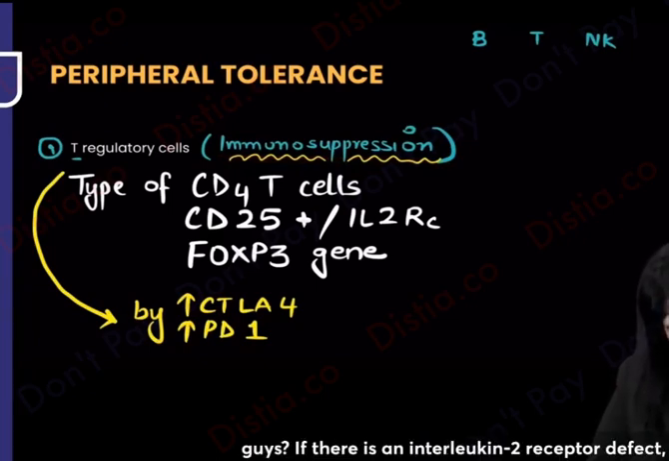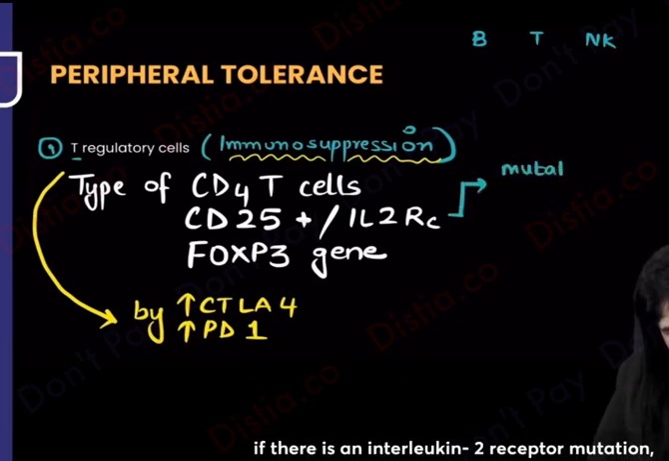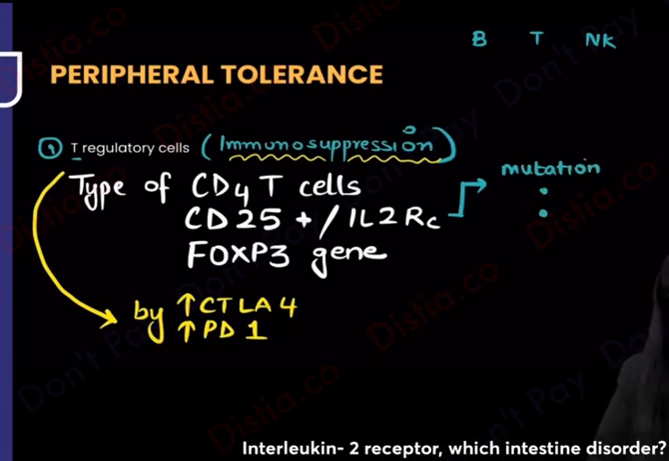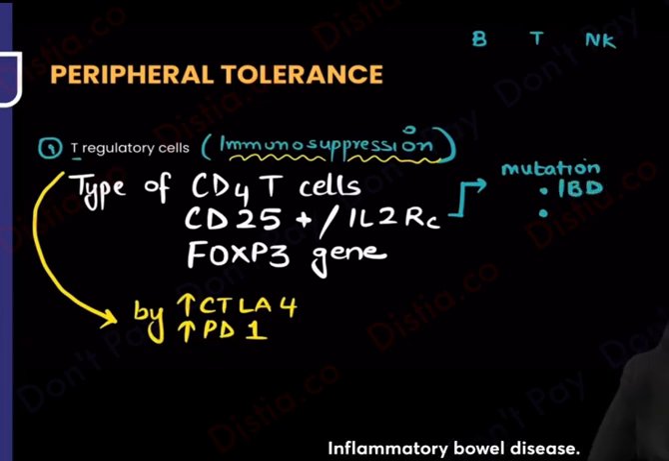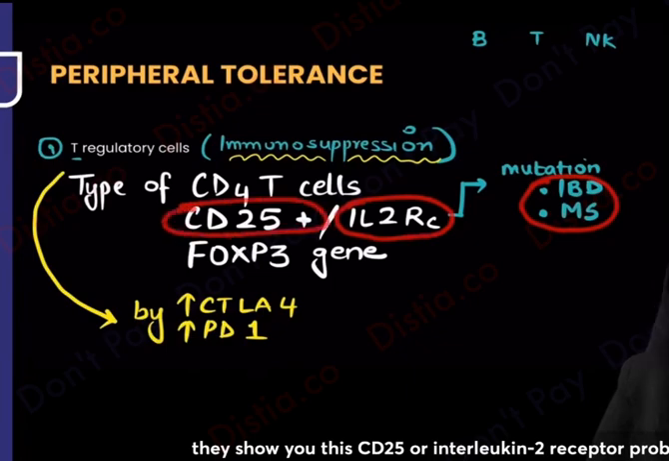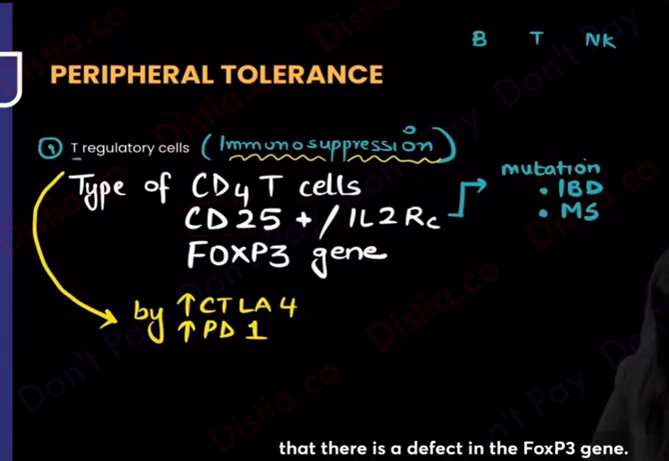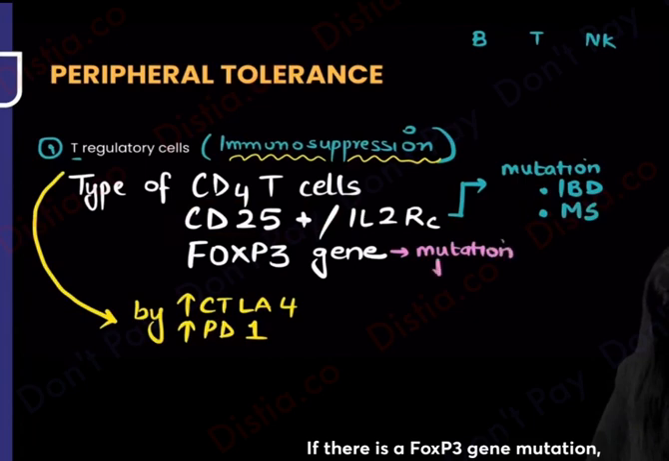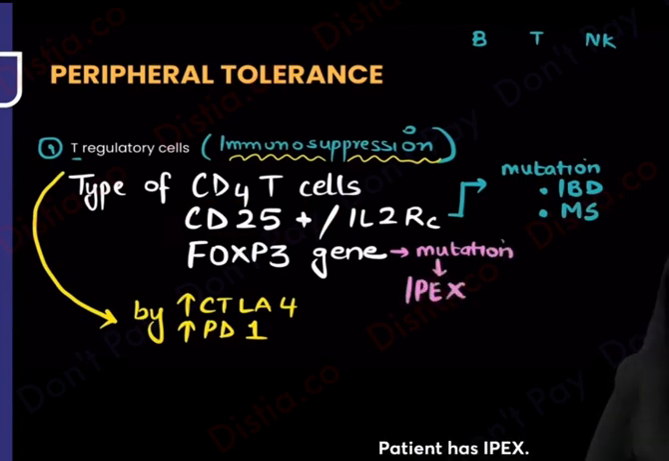When we are studying so much, why don't we also study the diseases? Guys, if there is an interleukin 2 receptor defect, if there is an interleukin 2 receptor mutation, what are the two diseases in medicine and surgery that you study? Interleukin 2 receptor, which intestine disorder? Inflammatory bowel disease. And which brain disorder? Multiple sclerosis. Remember, multiple sclerosis and inflammatory bowel disease, read their pathogenesis, they show you the CD25 or interleukin 2 receptor problems. Similarly, if I say that there is a defect in the FOXP3 gene, if there is a FOXP3 gene mutation, what does the patient have? Patient has IPEX. What is IPEX? So FOX में PEX. Fox में PEX.